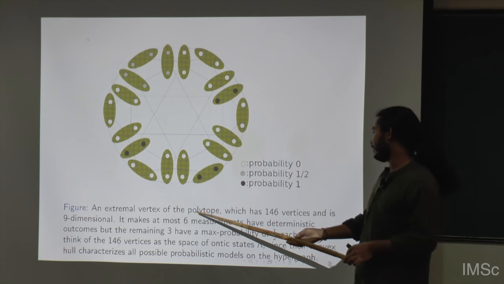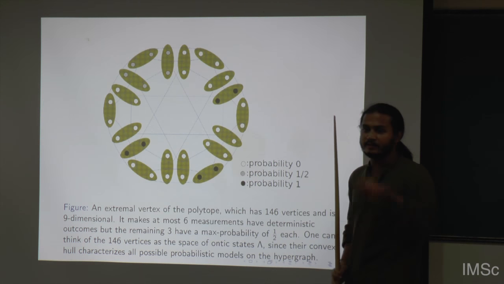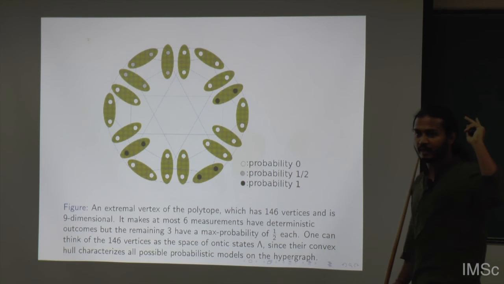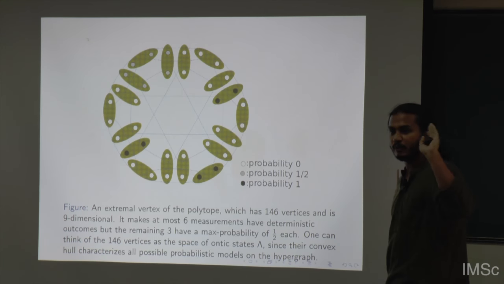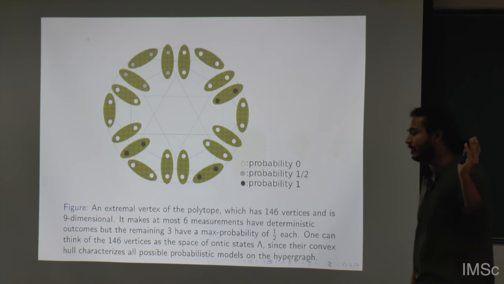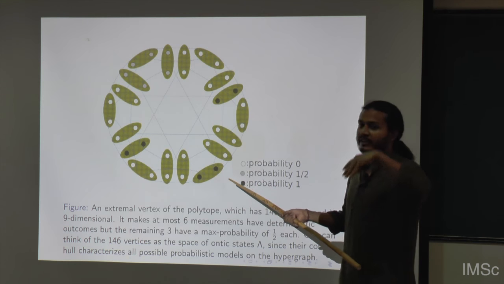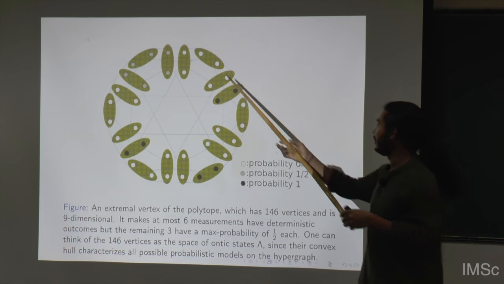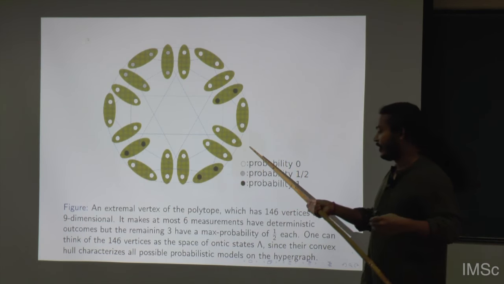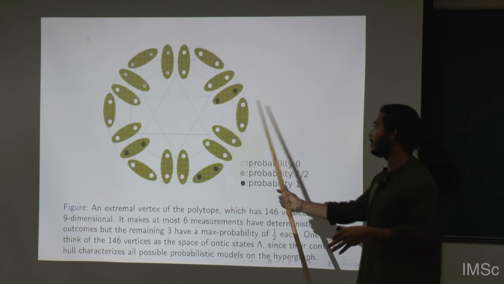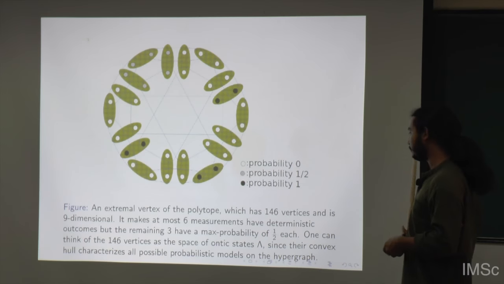And this is an extremal vertex of the polytope, which has 146 vertices and is 9-dimensional. So it's 9-dimensional because we have those 9 constraints and there are 18 variables, so there's 9 free variables. And you want to ask what is the set of possible probabilities that are consistent with that. And it turns out that there's a bunch of extremal solutions. Those correspond to vertices of this polytope. And when you take convex mixtures of those assignments, then you get other possible solutions.